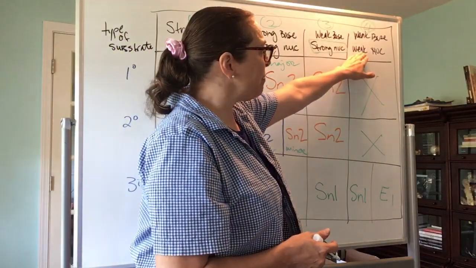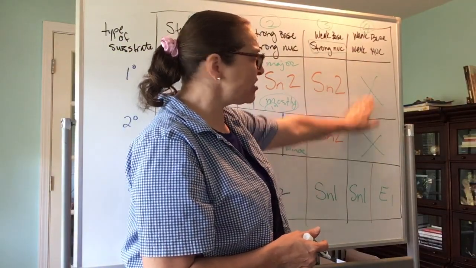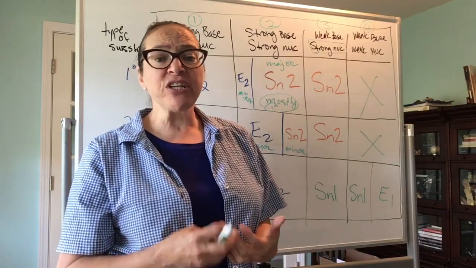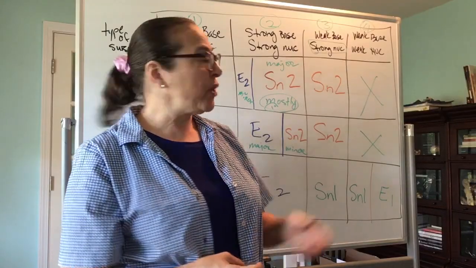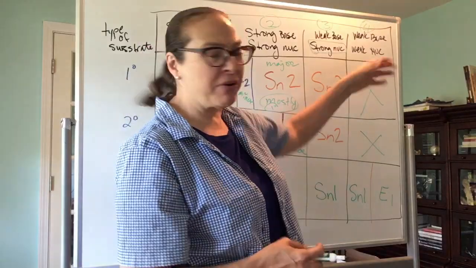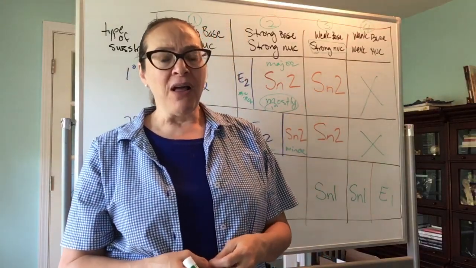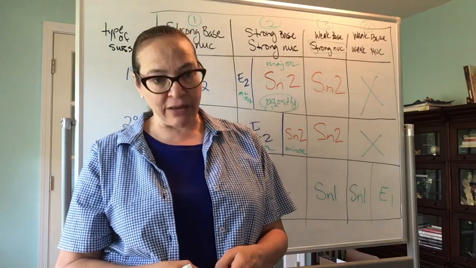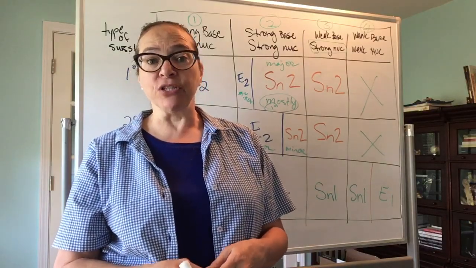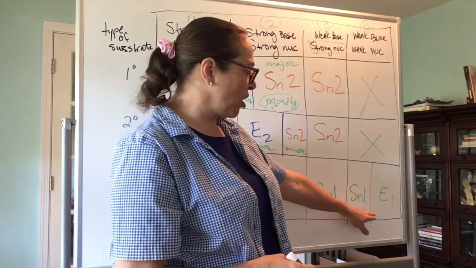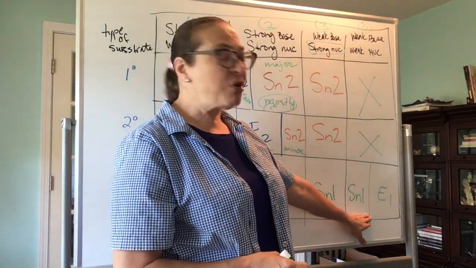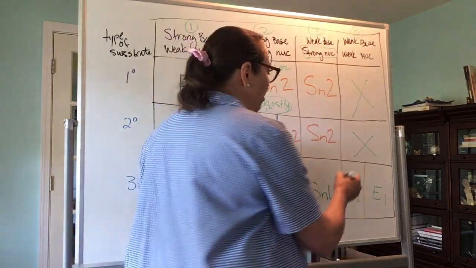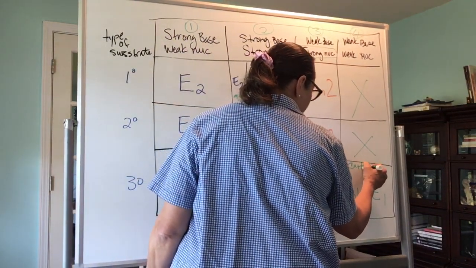Notice that if you have a weak base and a weak nucleophile, it's just not going to react with a primary or secondary substrate. There's just no incentive to do it. A weak nucleophile and a weak base, remember, that's water or ethanol. They tend not to react unless they absolutely have to. And the only way that they're going to do that is if there is a carbocation in place. So notice that you need, in order to do an Sn1 and an E1 reaction, you need a carbocation.